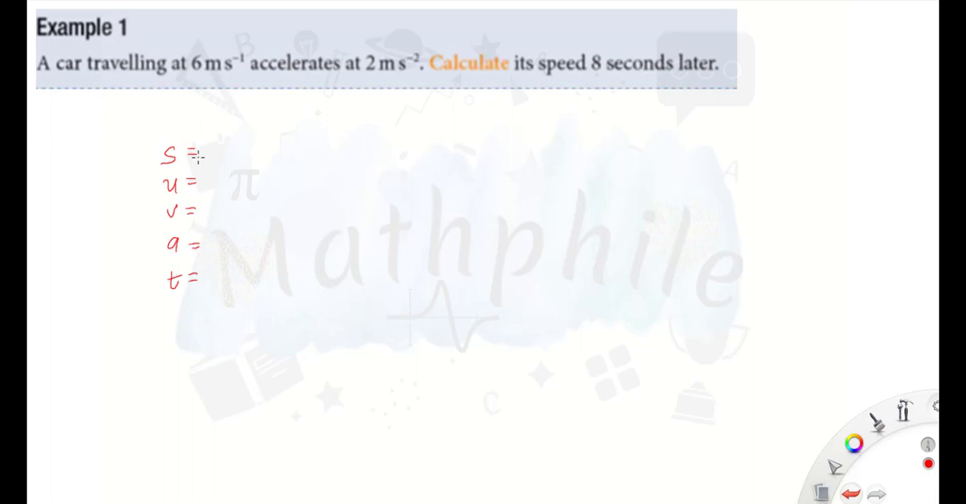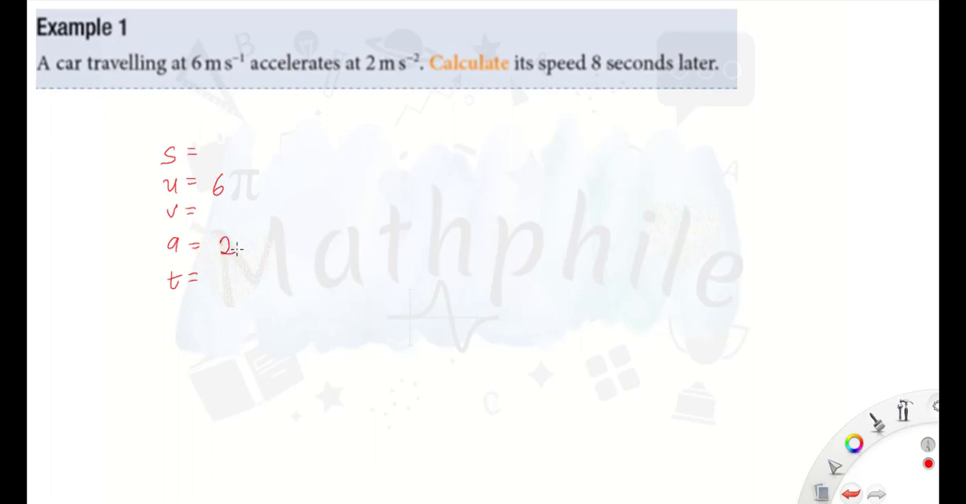SUVAT: what is the initial velocity of the particle? The car travels at 6. Okay. What is the acceleration of the particle?